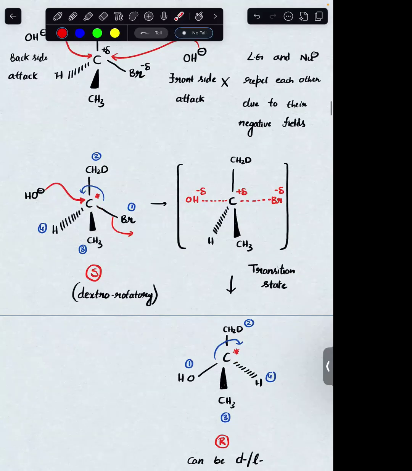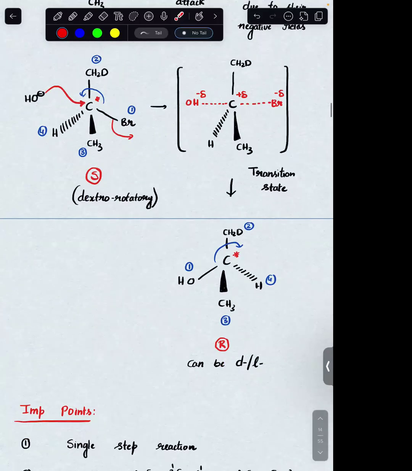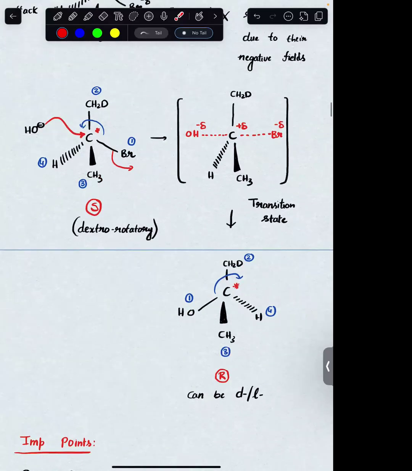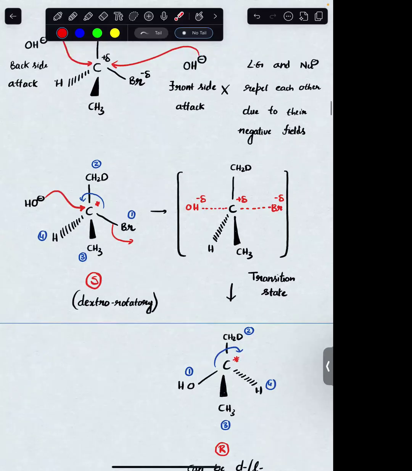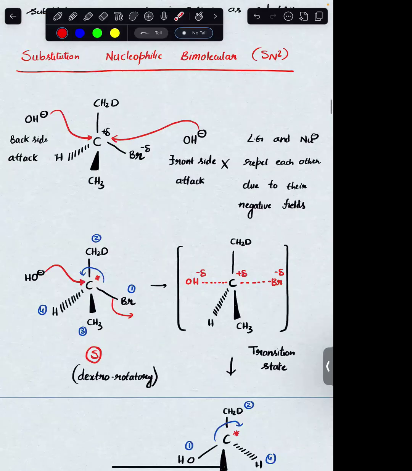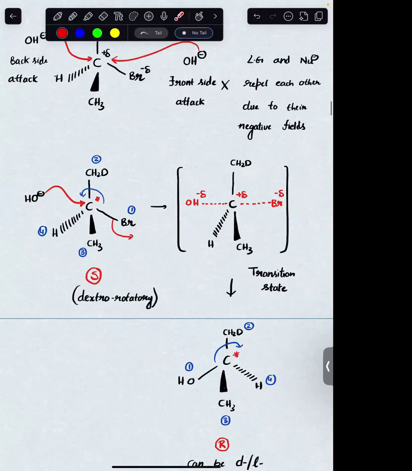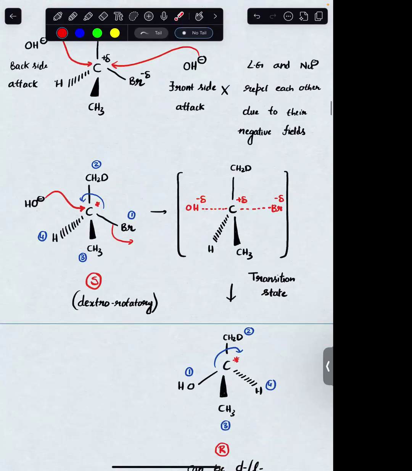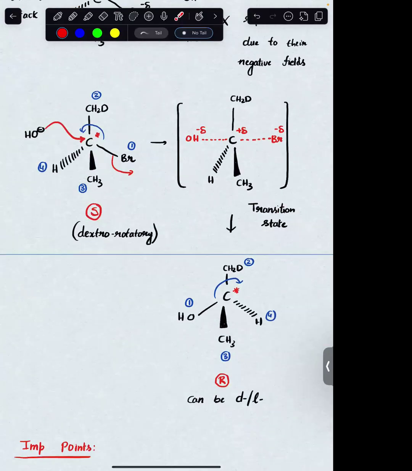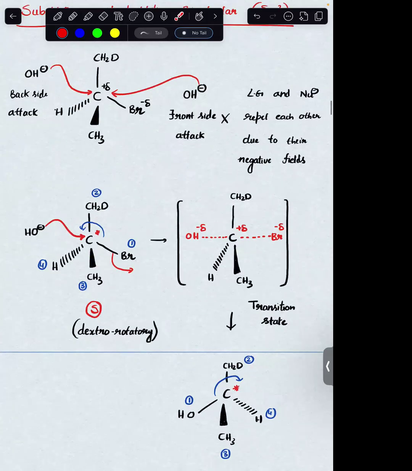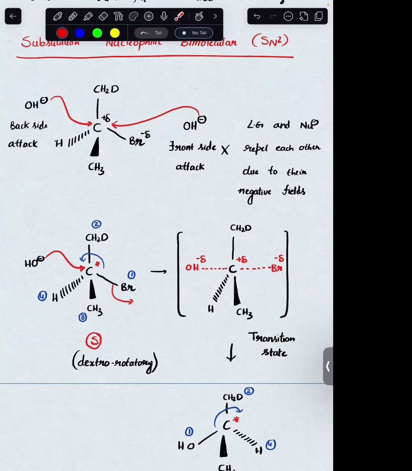Once there is an attack, again try to assign the configuration. This is 1, this is 2, this is 3. I'm rotating in a clockwise sense, so it has to be R. So what is happening during an SN2 attack, during this mechanism, is inversion of the configuration. The initial configuration was S, the later configuration has become R. And R and S are known as which configurations? They are known as absolute configurations, right?